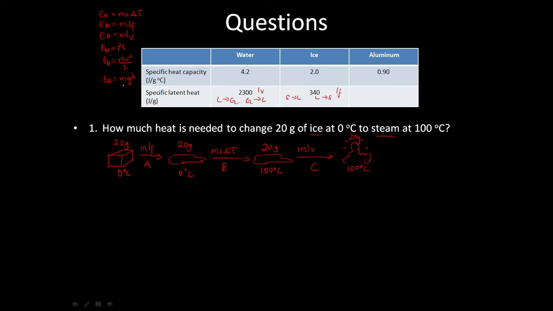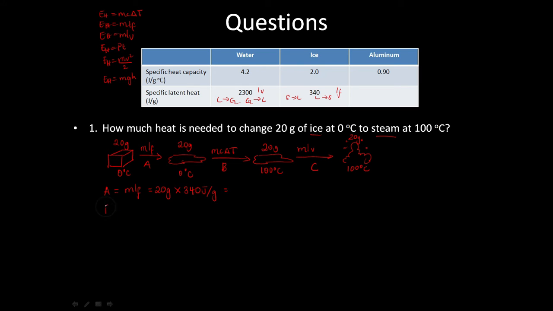And anything that involves energy will give off heat. So since we have all of this, it says how much heat. So we have to solve A, B, and C and find the total. Now for A, we know the mass. We have the MLF, sorry. The mass of the ice is 20 grams, which is fine because the units here are in grams, and the latent heat of fusion for ice is 340 joules per gram.